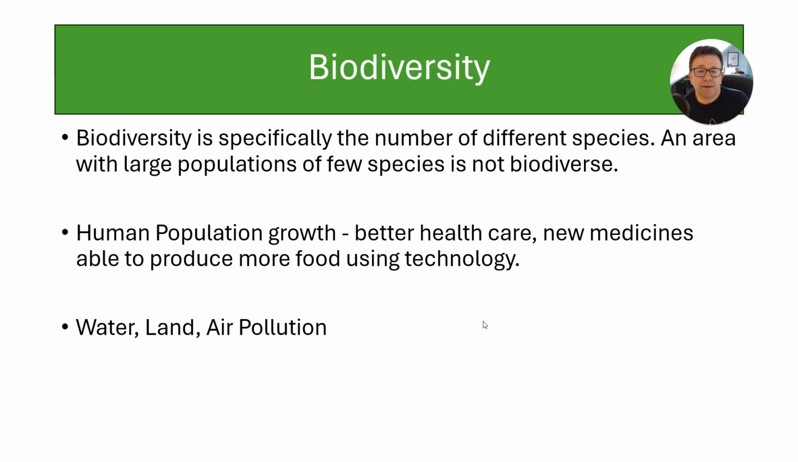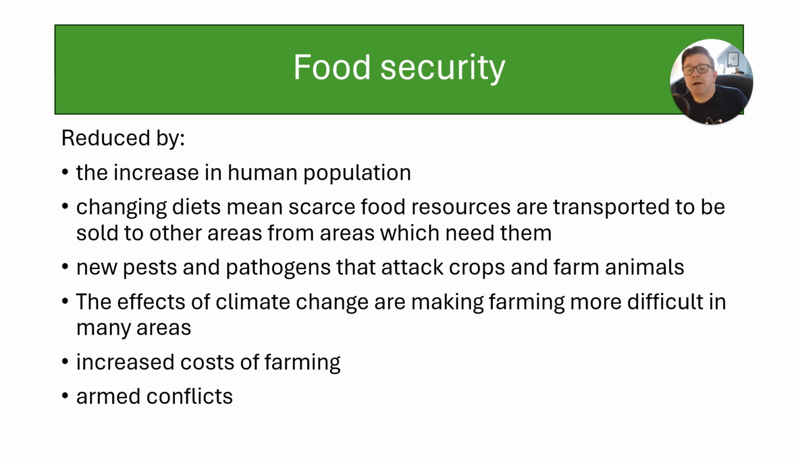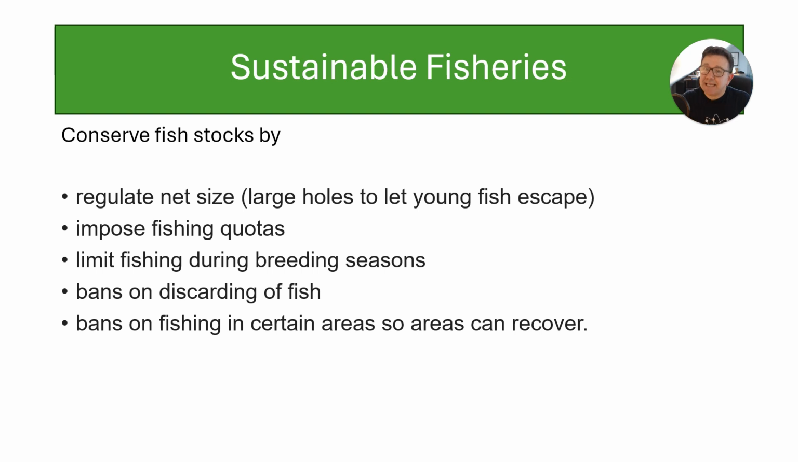Biodiversity. You do know that human populations have grown, so that's going to cause issues for different habitats and biodiversity. Eutrophication has not come up for a while, so maybe learn the different steps of eutrophication. Food security, that hasn't come up for a while, and particularly it relates to climate change. I haven't mentioned climate change here, but they could ask you about climate change. And sustainable fisheries, that hasn't come up for a while, and about how you conserve fish stocks.